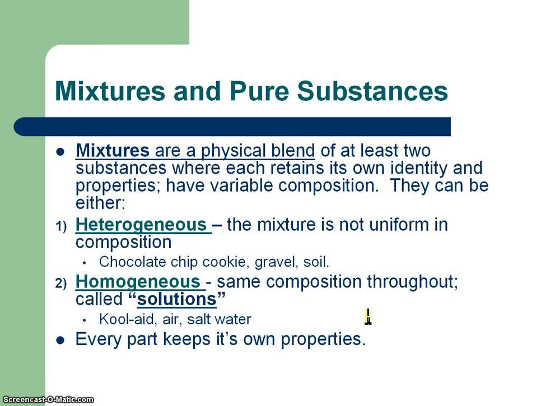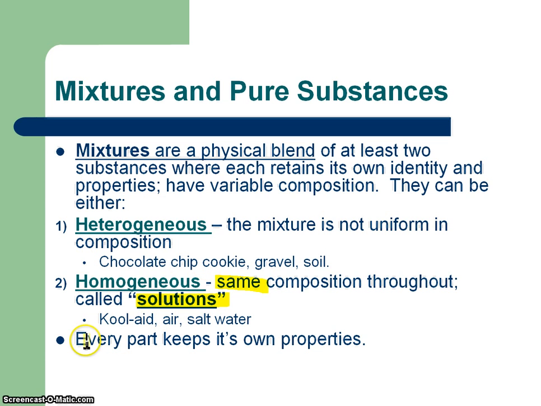And now, the last part of this section is the mixtures and pure substances. A mixture is a physical blend of at least two substances, where each retains its own identity and properties, and they have variable composition. They can be either heterogeneous or homogeneous. Heterogeneous is when the mixture is not uniform in composition. You can think of a chocolate chip cookie, gravel, or soil. Now, homogeneous has the same composition throughout. They're also called solutions. Examples of these include Kool-Aid, air, and salt water.